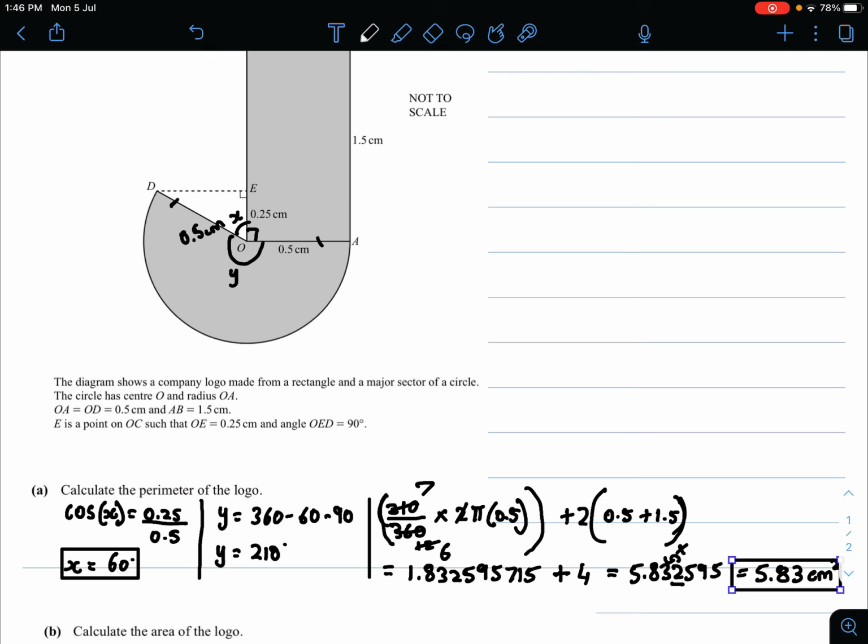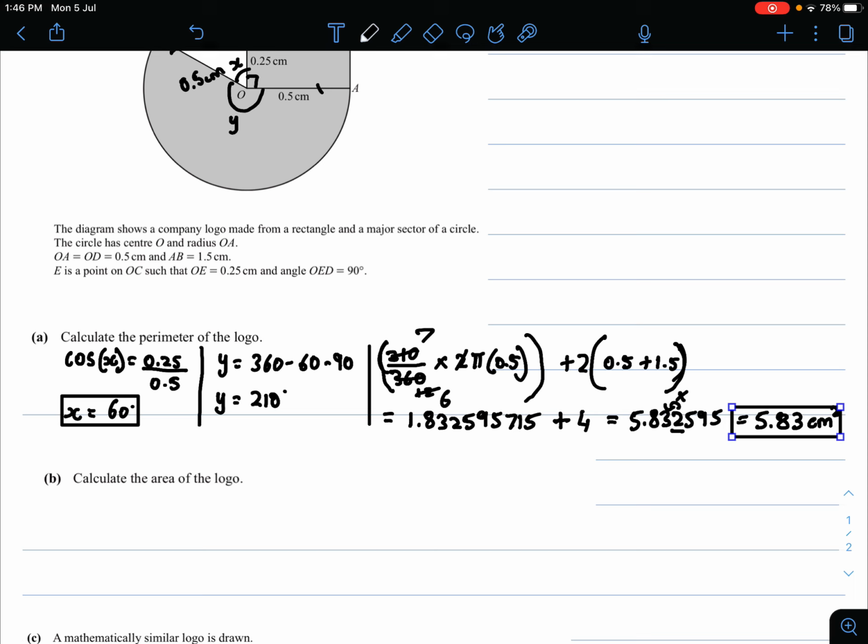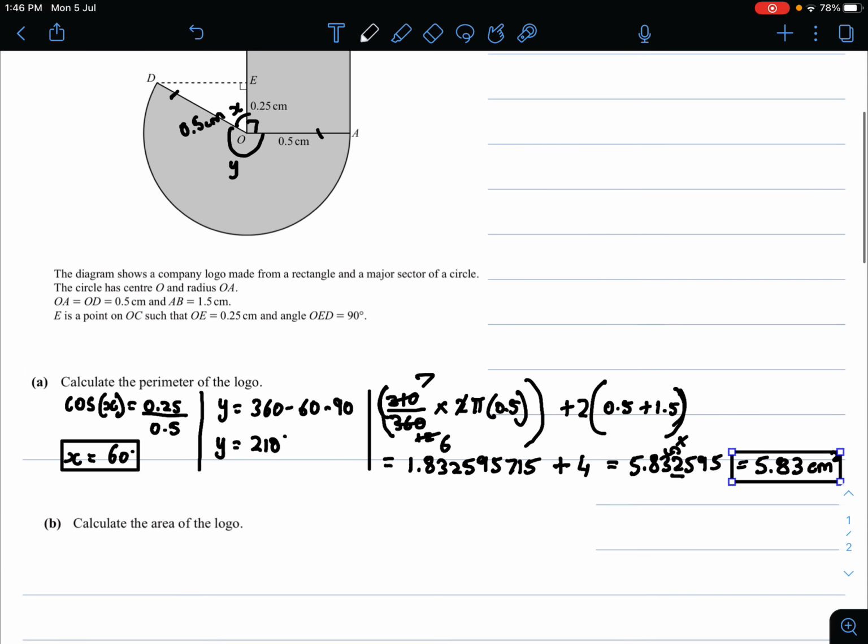Now let's move to part B. Part B, the area of the logo. So area also would be pretty similar. All you need to do is 210 divided by 360 multiplied by area of a circle. So that is pi r squared. So your r value in this case is 0.5, so you substitute that. So 0.5 squared plus the area of the rectangle. So length into breadth, that is 0.5 multiplied by 1.5. So again, all you need to do is simplify and then solve.